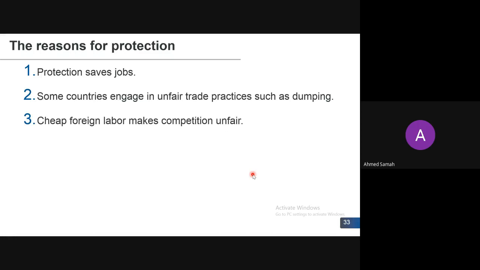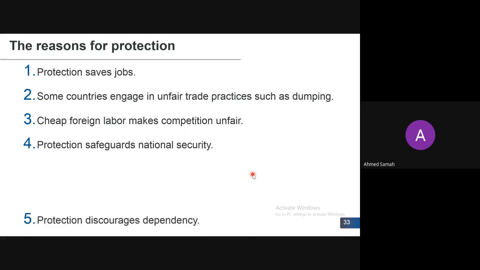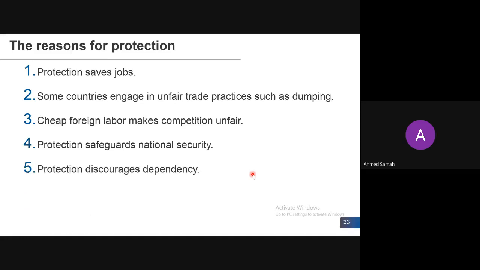Also, cheap foreign labor makes competition unfair. Where labor wages are high, like in a richer country, and wages in Bangladesh are low, they will have that advantage. Then protection safeguards national security, and it discourages dependency on other countries.